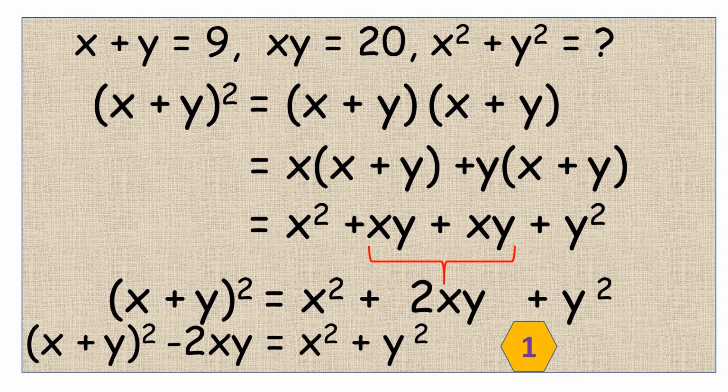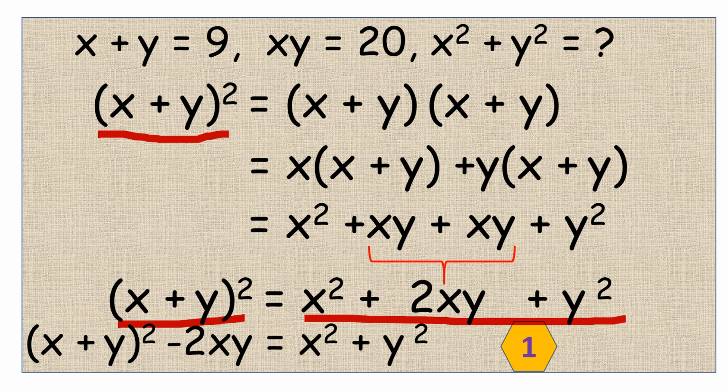But generally in simple terms, your x plus y all squared gives you x squared plus 2xy plus y squared. Remember I said if it is a plus b all squared, it will be a squared plus 2ab plus b squared.